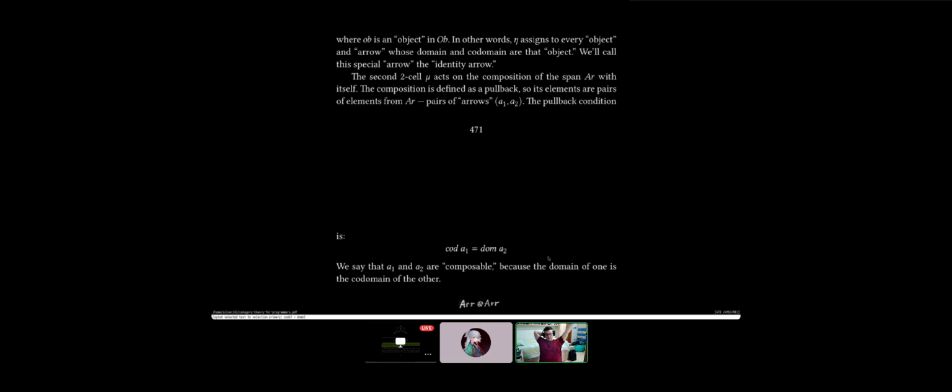No, that must be the case though, because you are grabbing arrows. We say that A1 and A2 are composable because the domain of one is the codomain of the other. And here's the diagram. Okay, so if you make a product out of the R, which is T, you can apply mu to.